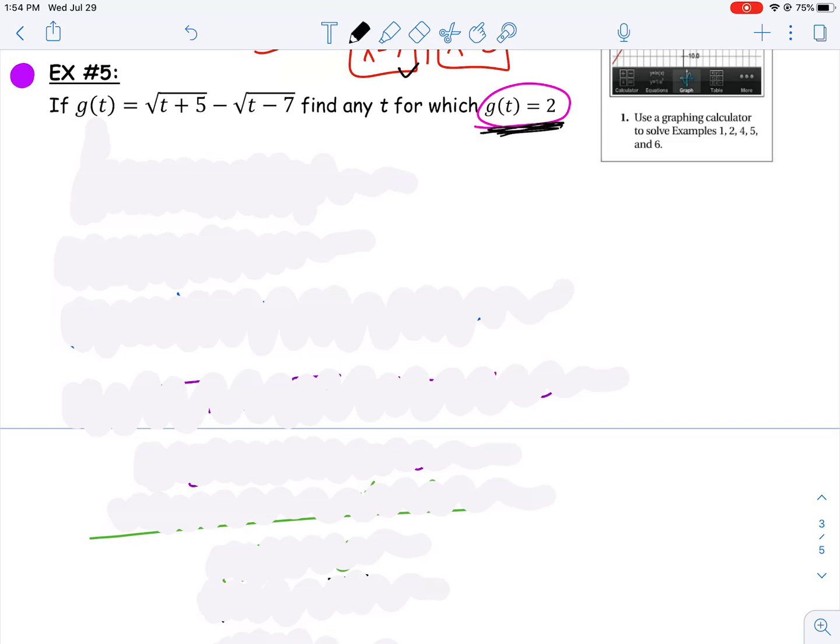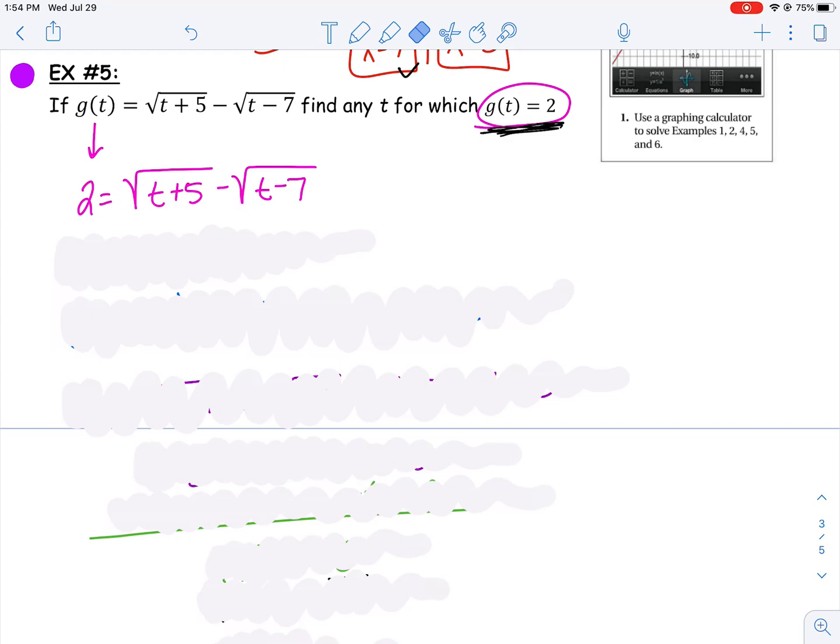So this tells me that g of t equals 2. So where I see that g of t, I can substitute in a 2. So now I have an equation that says 2 equals the square root of t plus 5 minus the square root of t minus 7. I need to figure out what t equals, so we want to solve this equation. But if you notice, we have two different radicals, and they're both on the same side.